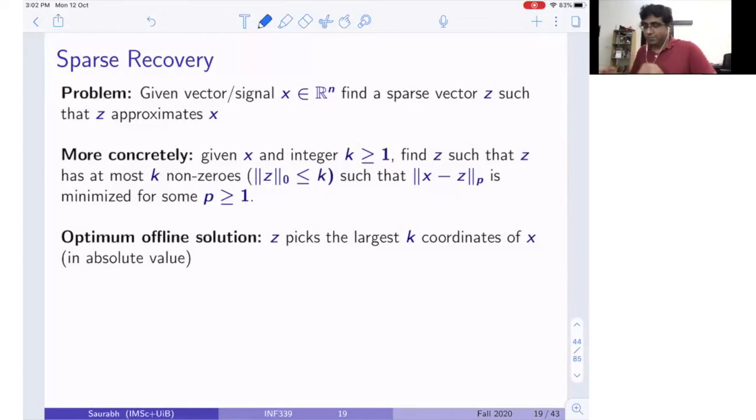Do you believe this optimum offline solution? Given x, I just pick the largest k coordinates, because I want to minimize the norm of x minus z. So I zero out everything except the largest k coordinates, and we are happy. It requires proof, but I leave that as a good exercise.